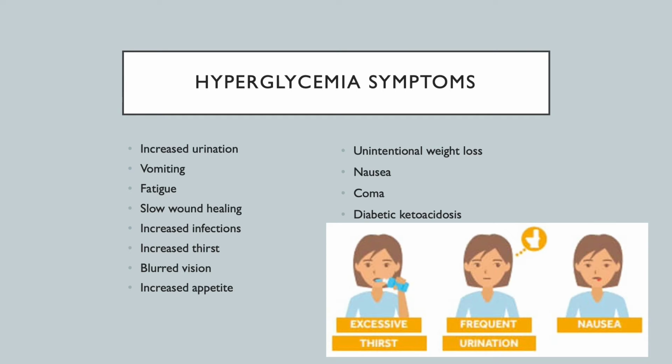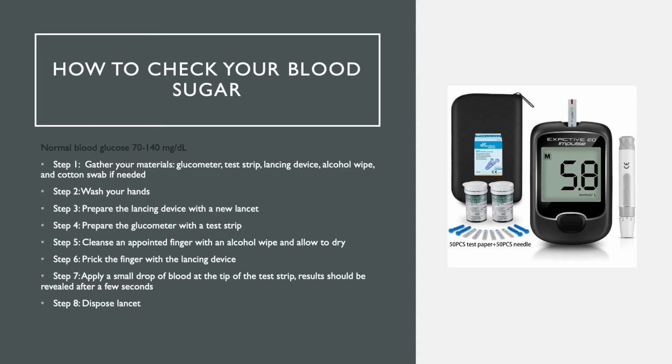Hyperglycemia symptoms. Increased urination, vomiting, fatigue. Slow wound healing, increased infections, increased thirst, blurred vision, increased appetite, unintentional weight loss, nausea. They can go into a coma or diabetic ketoacidosis. With diabetic ketoacidosis, your blood sugar is usually over 400, I think 400 to 500. It can go even as high as 700. And they usually have fruity breath, is what they call it.